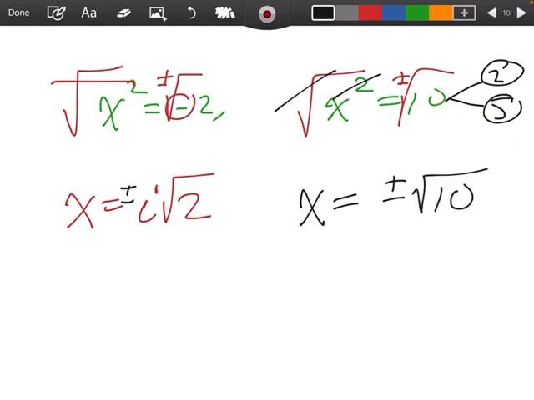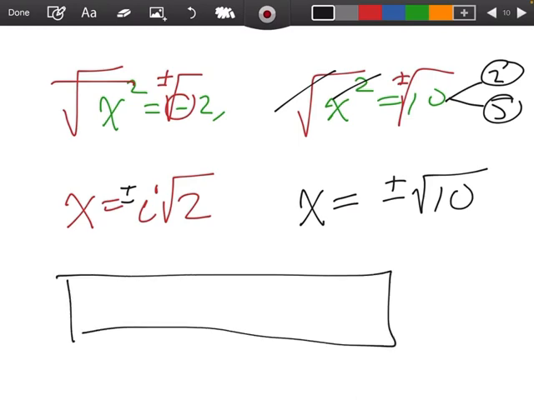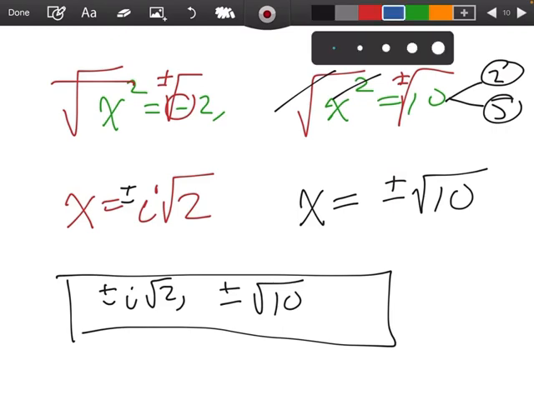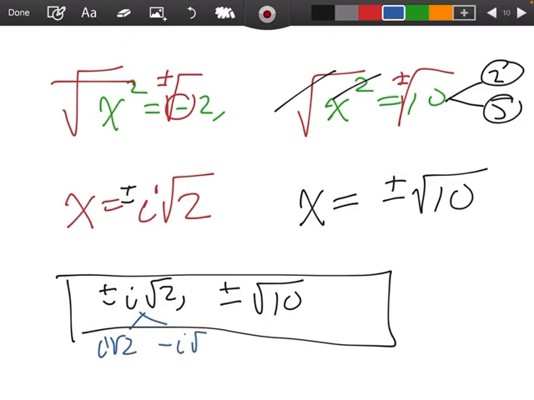Now, y'all, I want to mention something. When you're entering your answers in MyLab, you don't have to write the x equals. You can just write plus or minus i square root of 2, comma, plus or minus the square root of 10. Y'all, just as a heads up, there are 2 answers right here. One of them is i square root of 2. The other one is negative i square root of 2.